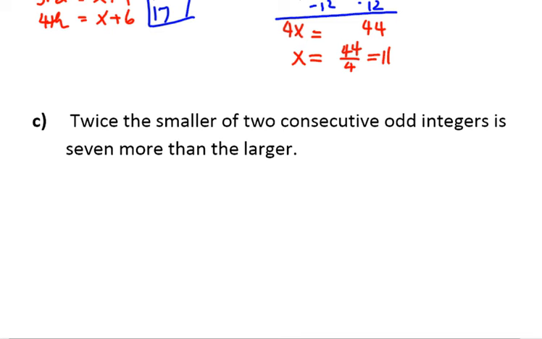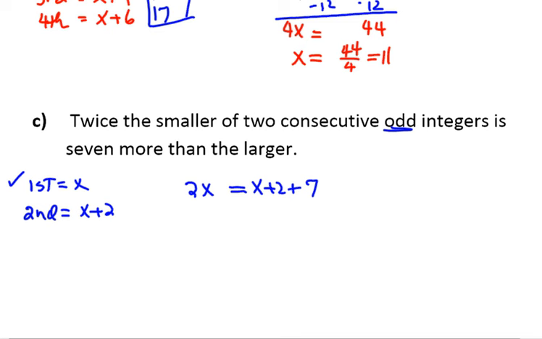C, we have 2 consecutive odd integers again. So I have a first, which is going to be x, and the second, because they're odd, will be x plus 2. Okay, so this top one is the smaller one, and so we want to do twice the smaller, so twice the smaller, and the smaller one's x. Of 2 consecutive odd integers is, so that's equals, 7 more than, so 7 plus the larger, which is x plus 2.